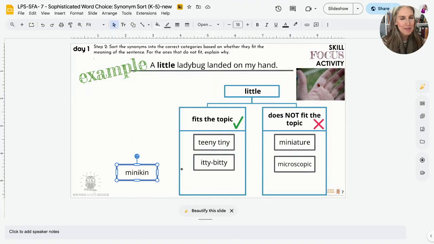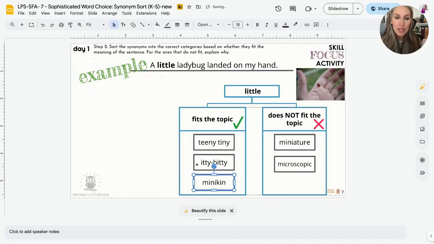And then lastly, my new favorite word, minikin. A minikin ladybug landed on my hand. Yes, that one fits as well. So these 3 are the fits the topic words: teeny tiny, itty bitty, and minikin. And then miniature and microscopic do not fit. Okay, so again, all 5 of these are synonyms for little. And this is the tricky part of synonym work. We can't just choose one synonym and say it's good to go. We have to make sure it fits the topic. It fits what the sentence is about.